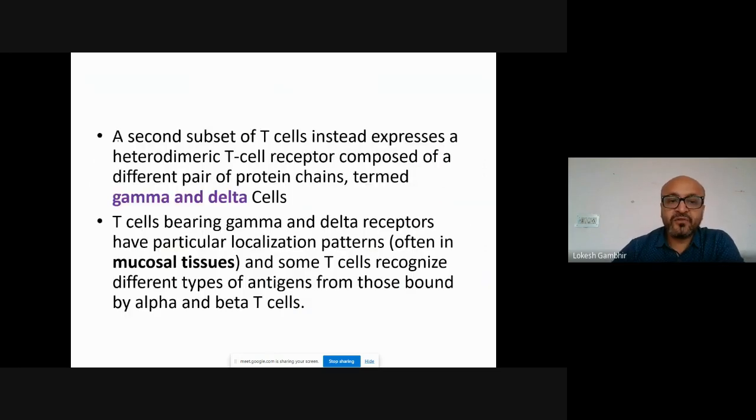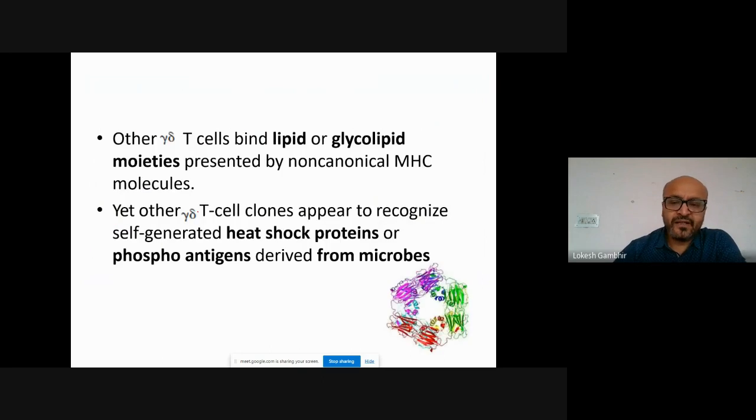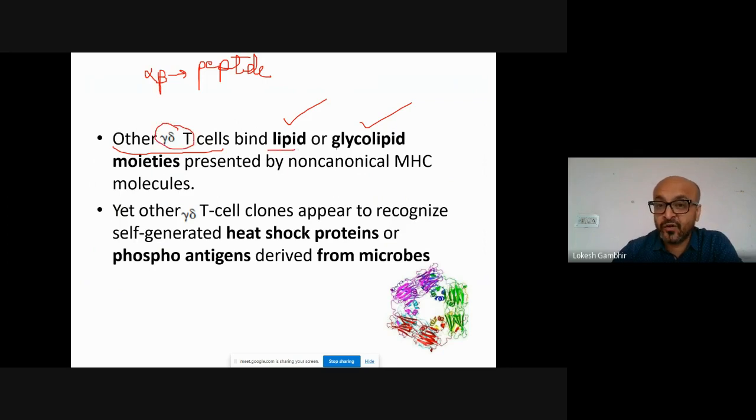Now, when we are talking about the second subset of T cell, the gamma delta T cell, it resides majorly in the mucosal tissue, and it contains a specific pattern that is associated with gamma delta T cells, which can be easily recognized. Now, these gamma delta T cells can bind to lipid molecules, they can bind to glycolipids, whereas I told you that alpha beta is specific for the processed antigen, and the processed antigen is nothing but a peptide. So the barrier of binding to a peptide is crossed by the gamma delta T cell. Now they can recognize the lipid part also.